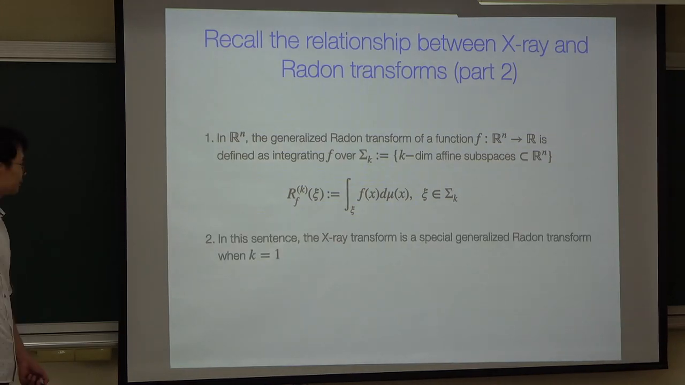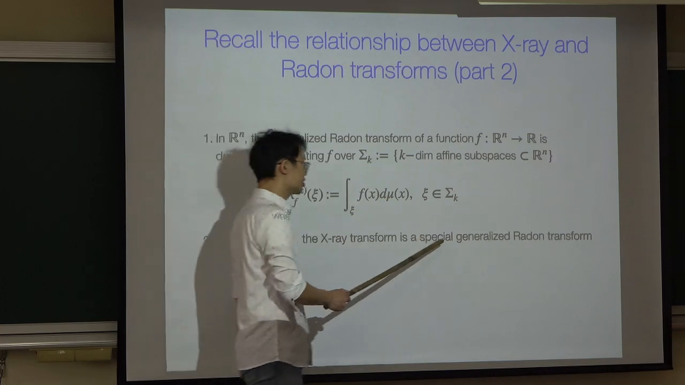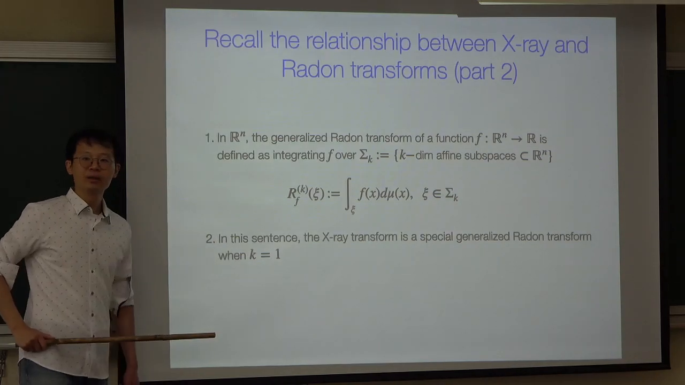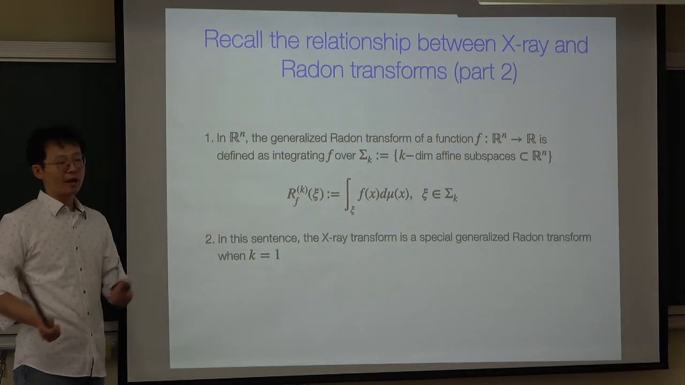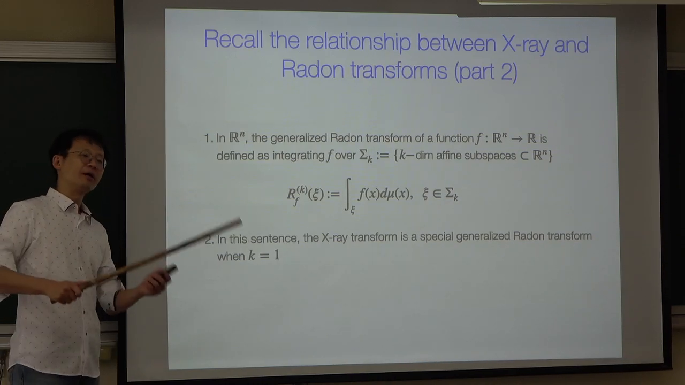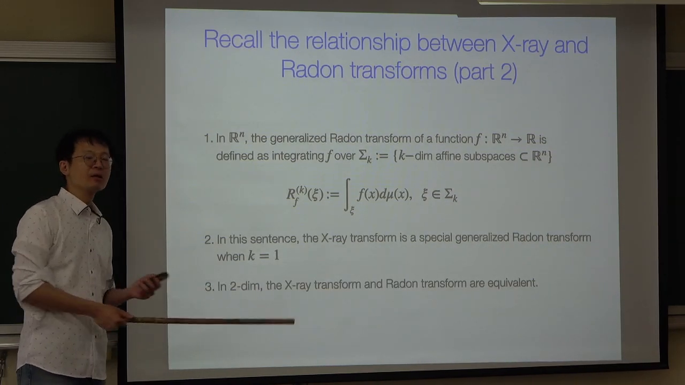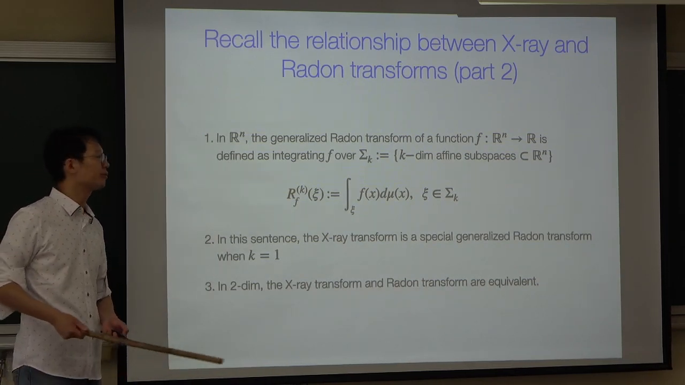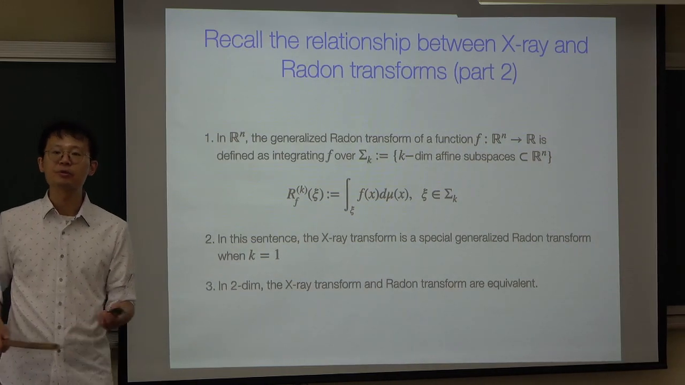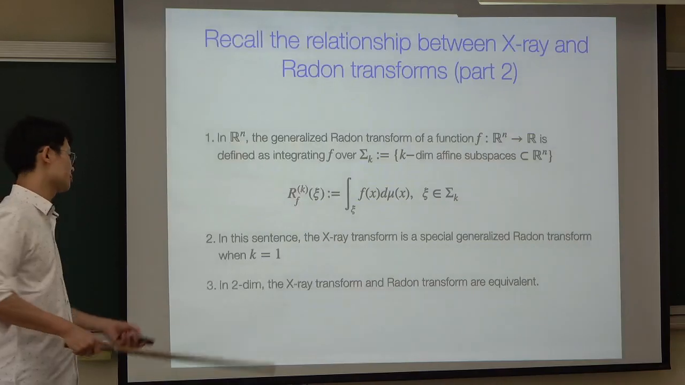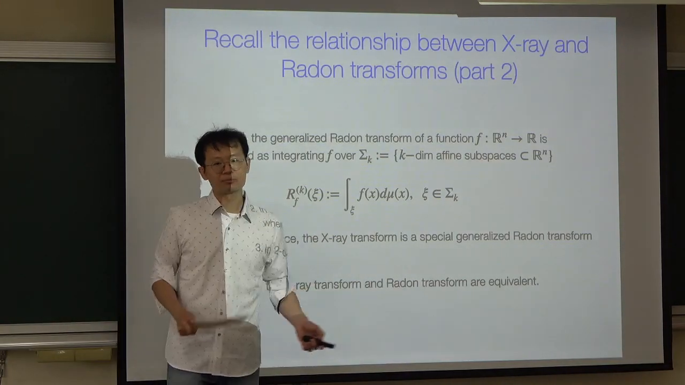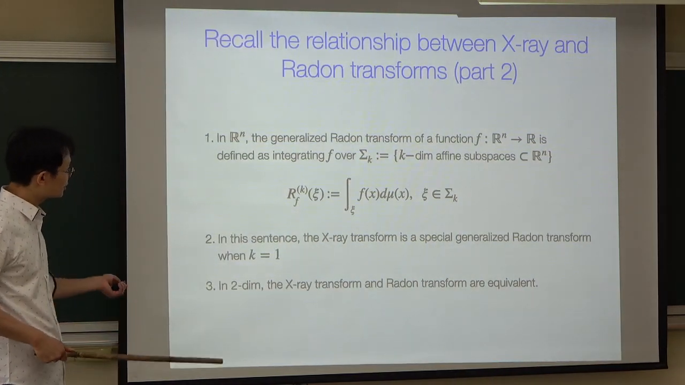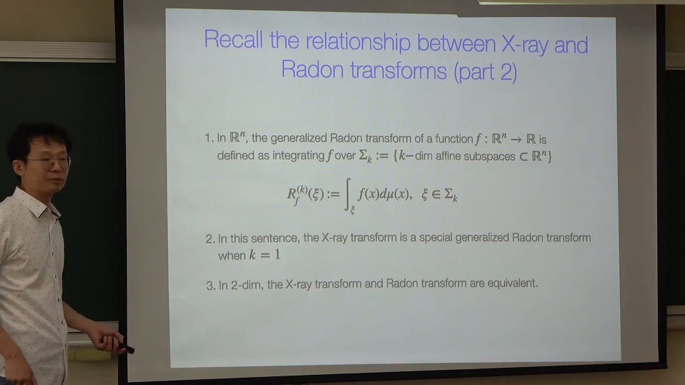And then in this setup, you see the X-ray transform is just a special generalized Radon transform with k equal to 1. When you consider two-dimensional space, actually the hyperplane is one-dimensional, so the X-ray transform is the same as the Radon transform. So sometimes in two-dimensional space, we don't distinguish between the Radon transform and the X-ray transform. There are many interesting properties, like the Fourier transform, Fourier series, and so on, that you can find in the textbook, but we will not go there.